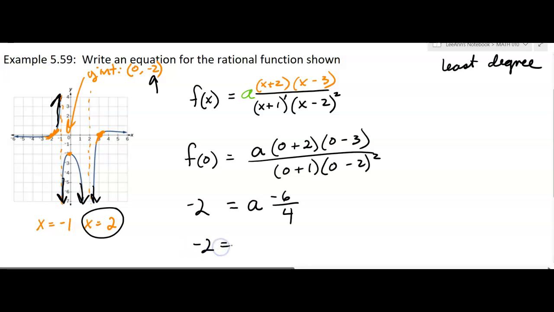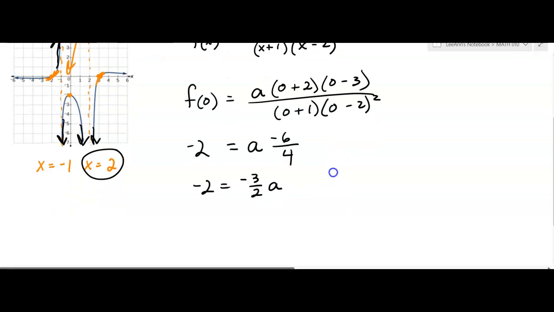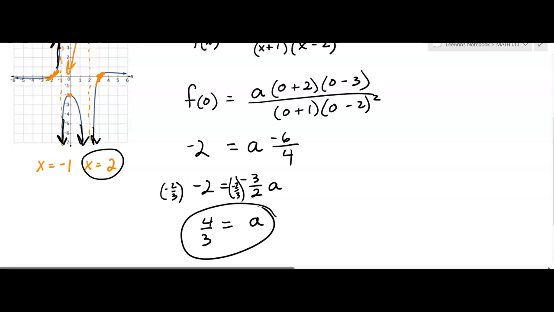-2 equals -3 over 2a. So if I multiply both sides by -2/3, and those are going to cancel out, I'm going to get 4/3 for a.